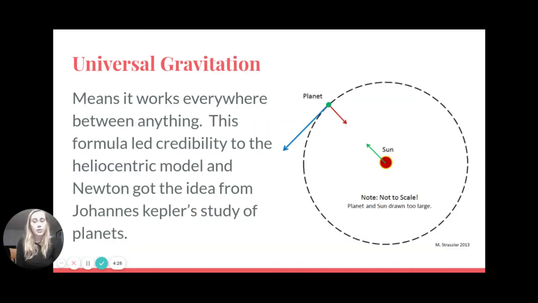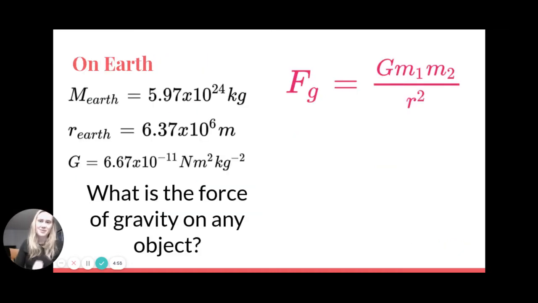Why is it called universal gravitation? Again, that means it works everywhere and between any two objects. So this formula lent a lot of credibility to the heliocentric model and Newton actually got this idea from Johannes Kepler, who was the one studying the planets, who came up with a lot of the heliocentric model. And so he got this data and all the information from him. So don't forget, scientists, even the greatest scientists, use science knowledge from other people.